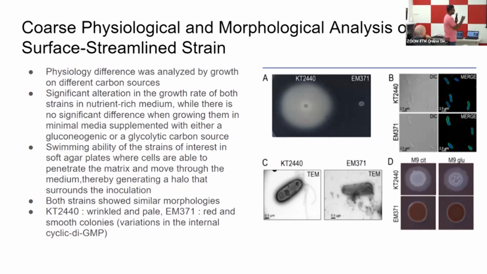Figure C shows the flagella. In the parent strain, we can clearly see that flagella is present, while in the modified strain, in the TEM image, the modified strain doesn't have any flagella. And in figure D, the upper one is of the parent strain, where we can see that colonies are pale, from white to pink color. Also, they are wrinkled. But in the case of the modified strain, red color and smooth colonies are formed there.